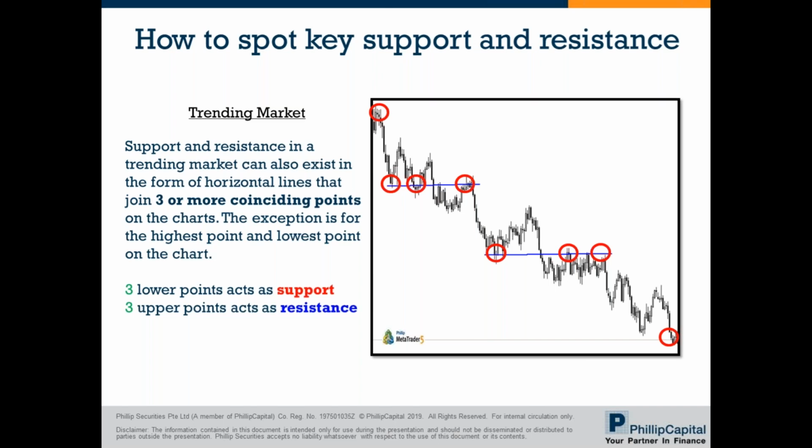There is an exception to this case whereby the highest point and lowest point in a chart is automatically identified as a support or resistance, right? The condition is that prices must have reversed from this point for it to be validated as a support or resistance.